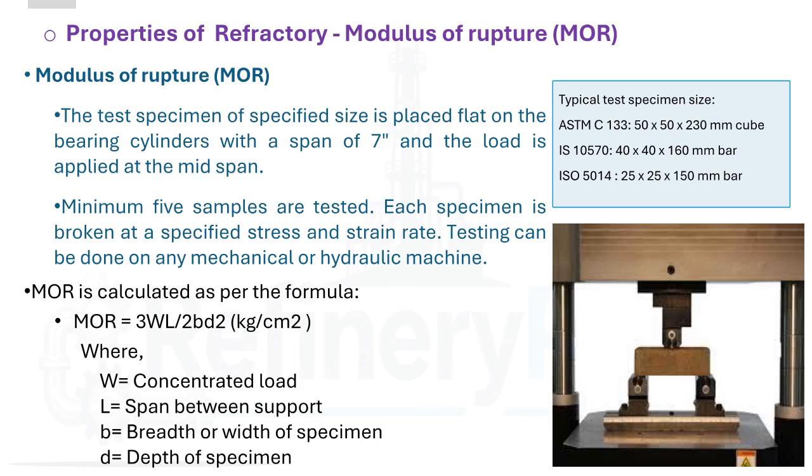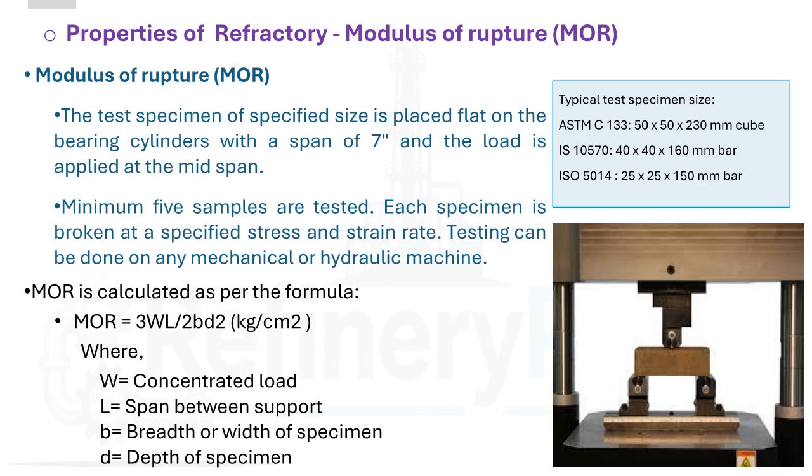At least 5 samples are tested, each loaded at a controlled stress and strain rate. The test can be performed on either mechanical or hydraulic equipment. The formula for MOR is equal to 3WL divided by 2BD squared, in kg per square centimeter, where W is the concentrated load applied, L is the span between supports, 7 inches, B is the breadth or width of the specimen, and D is the depth of the specimen.